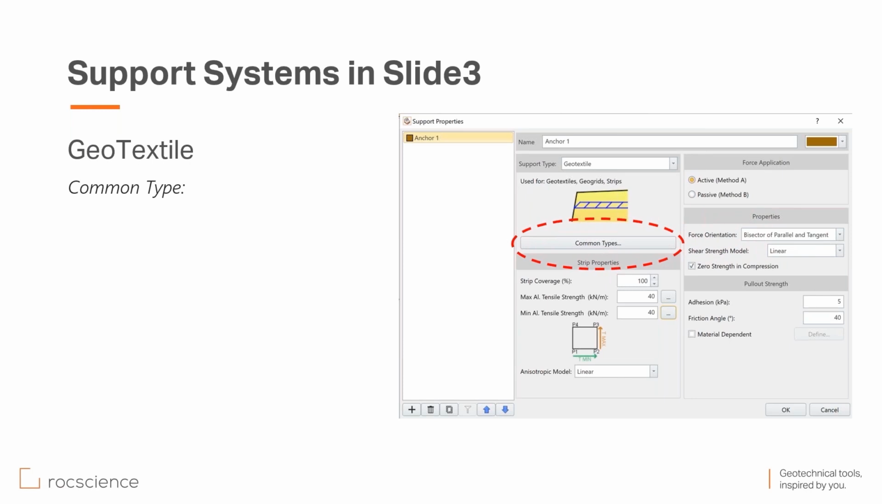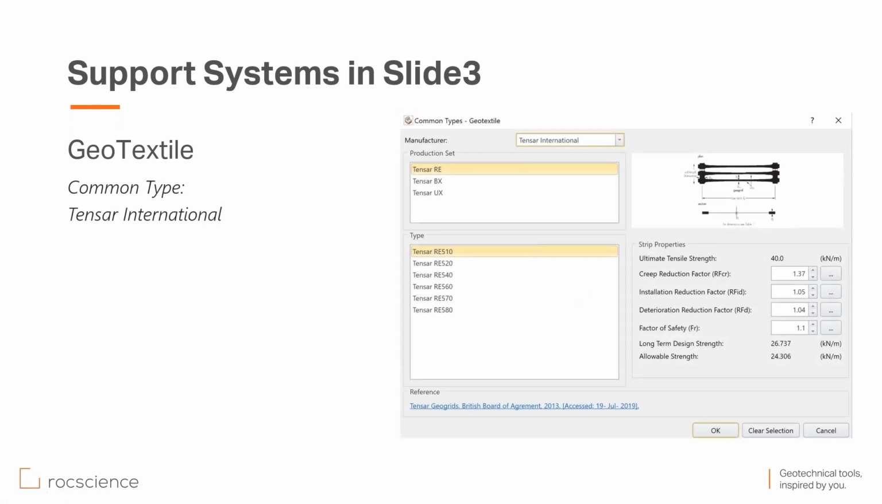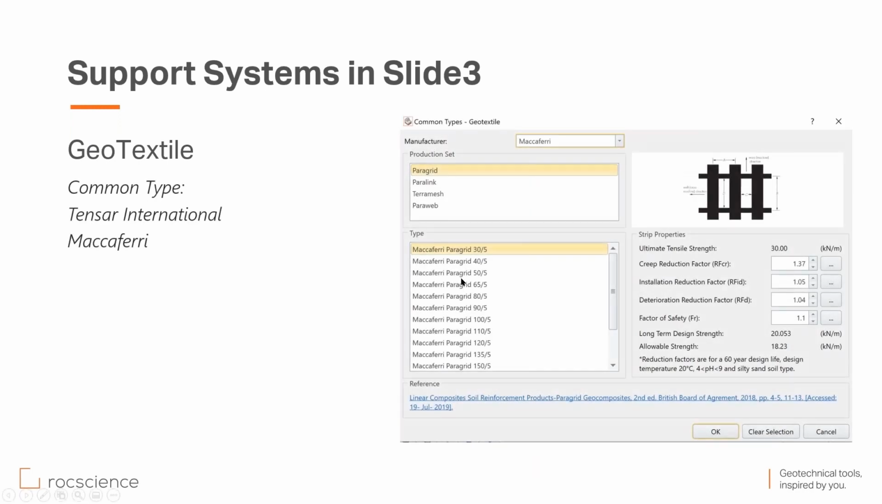In the M+ version of the Slide3 software, we added common types of geotextile, including Tensor International. As you can see, we have different types, or McAfee manufacturer. For any of these types that you select, you can have different information based on what the manufacturer provides. For example, you can look at the ultimate tensile strength, and you can look at all these reduction factors for the strengths of the geosynthetic reinforcement.